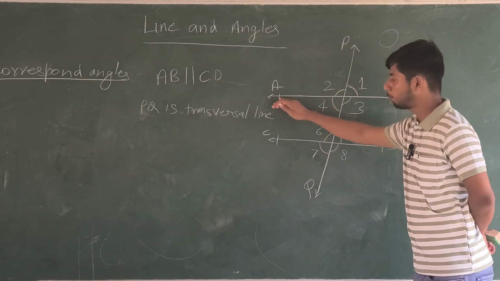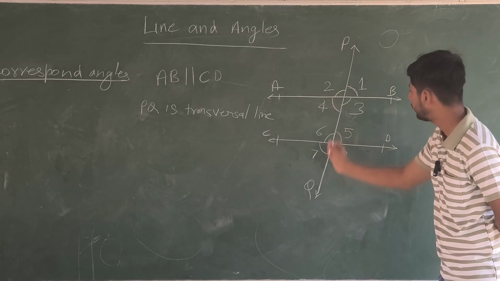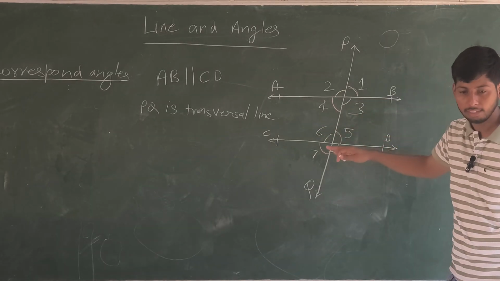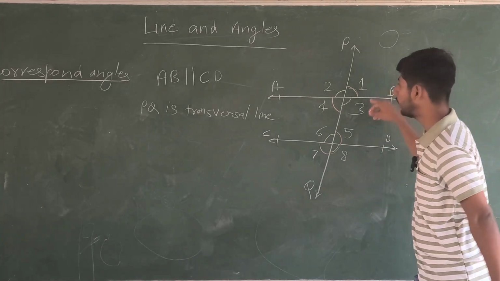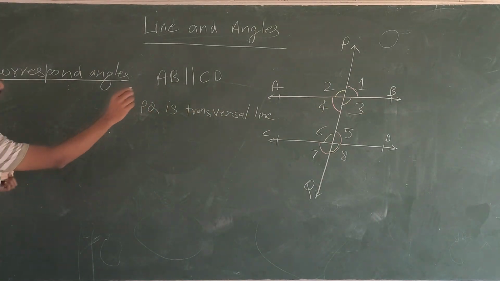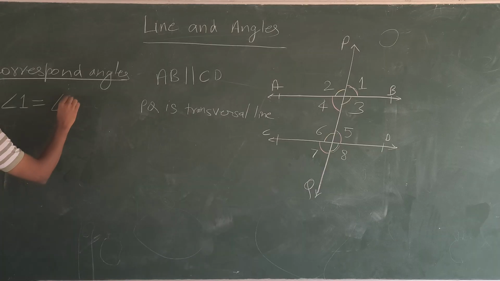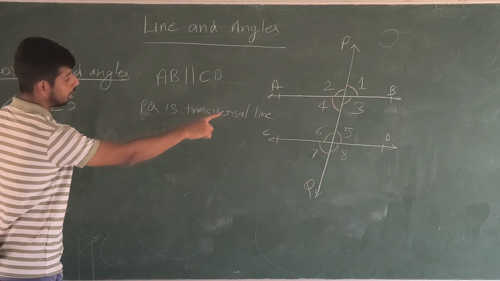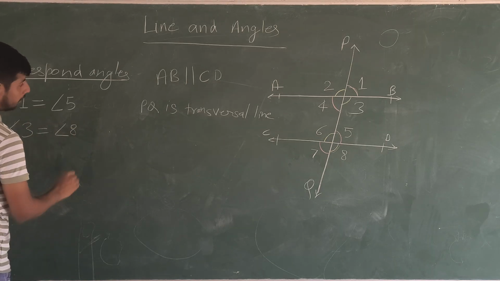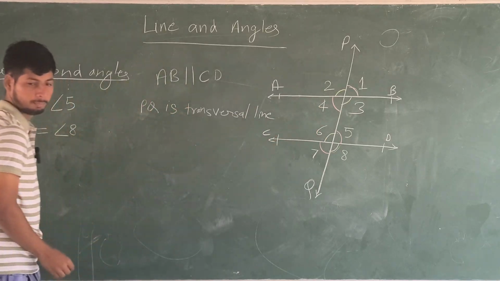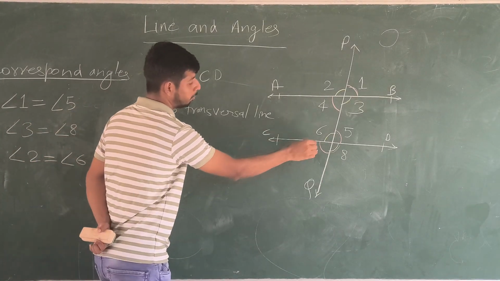So by the corresponding angles theorem, if a transverse intersects two parallel lines, then corresponding angles are equal. Understood? So what are the corresponding angles here? Angle 1 and angle 5. So angle 1 is equal to angle 5. Similarly, angle 3 is equal to angle 8. Similarly, angle 2 is equal to angle 6, and in a similar way angle 4 is equal to angle 7.